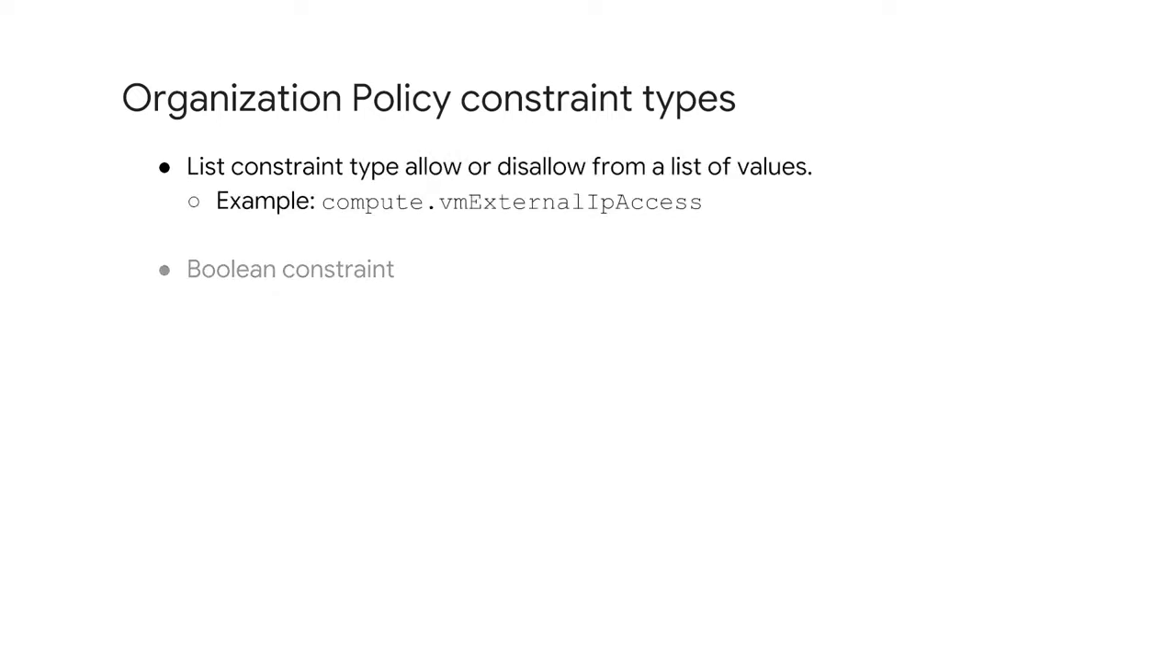The list constraint type allows or disallows values within a list. An example would be compute.vm external IP access. This list constraint defines the set of Compute Engine VM instances that are allowed to use external IP addresses. Remember, by default, all GCP VM instances are allowed to use external IP addresses.